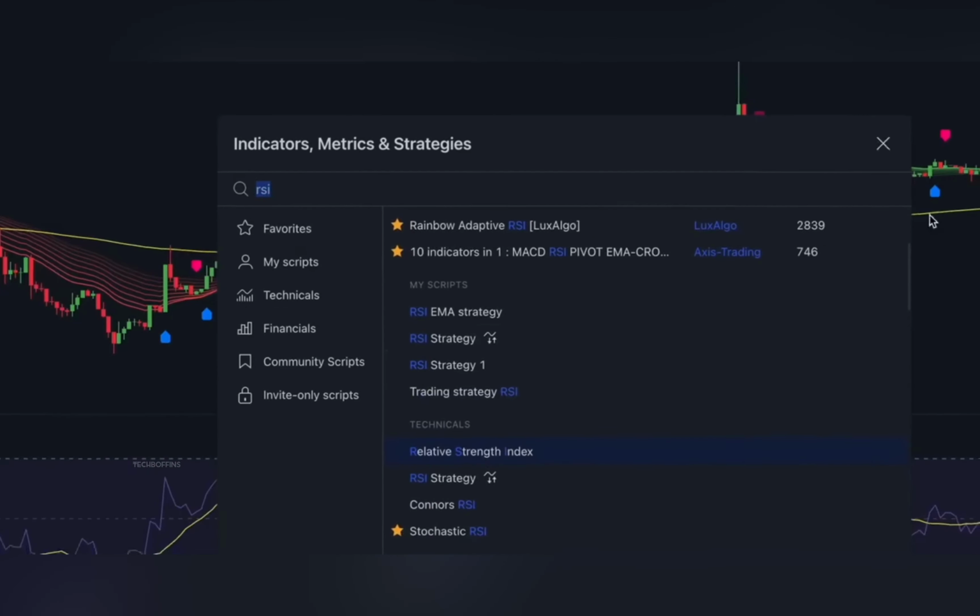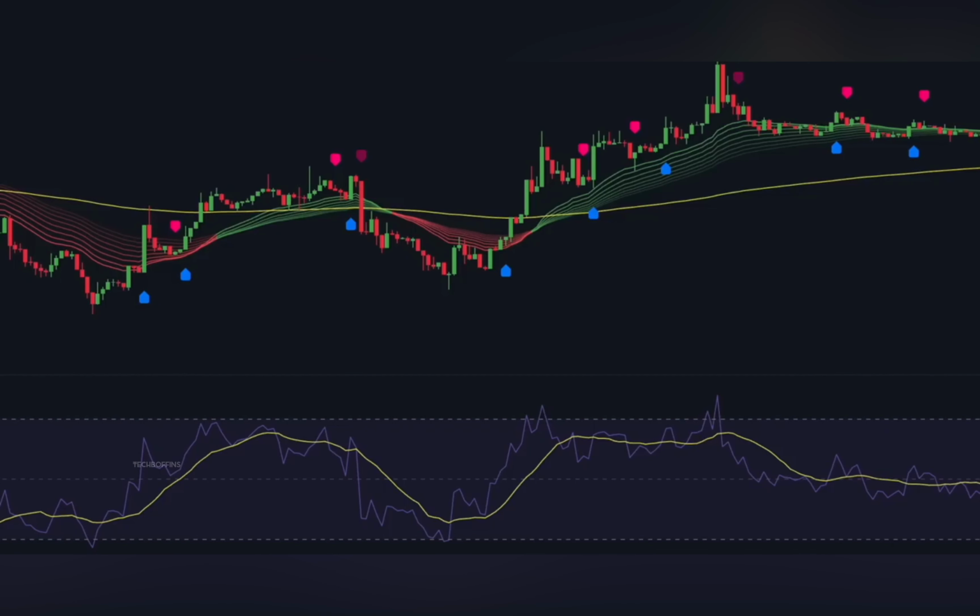The RSI, as you are surely aware, is used in trading to assess the strength of a security's price activity. It is shown as a line on a graph with a scale of 0 to 100. When the RSI exceeds 70, it is regarded as overbought, and when it falls below 30, it is deemed oversold.